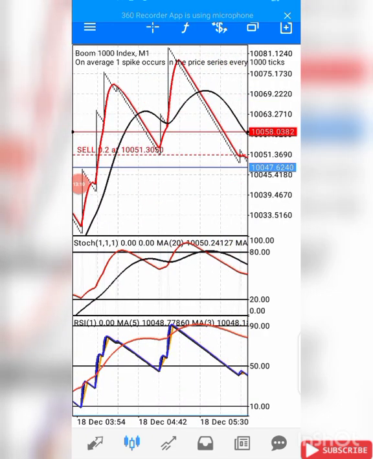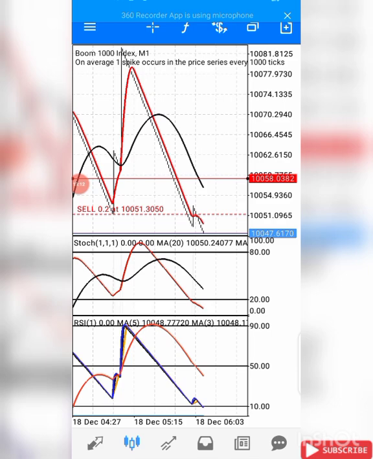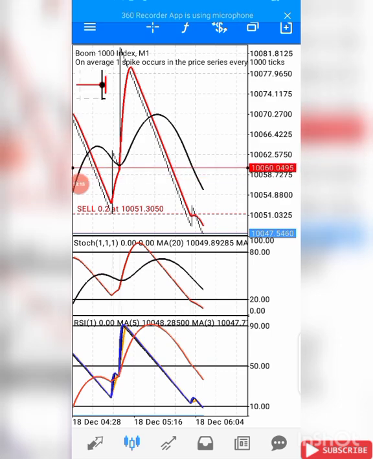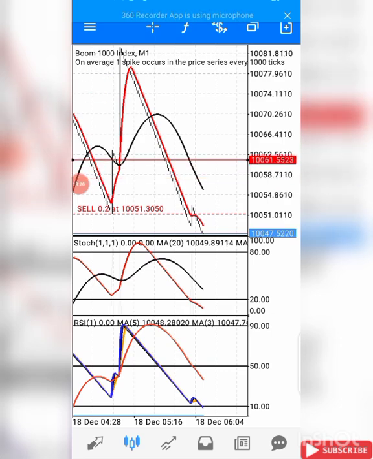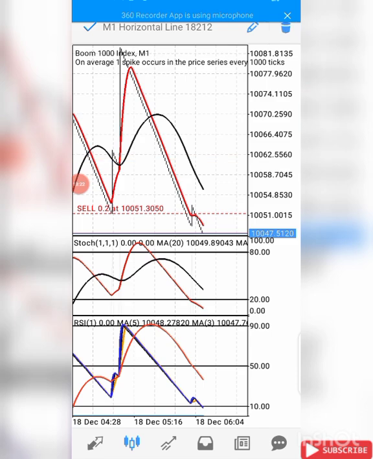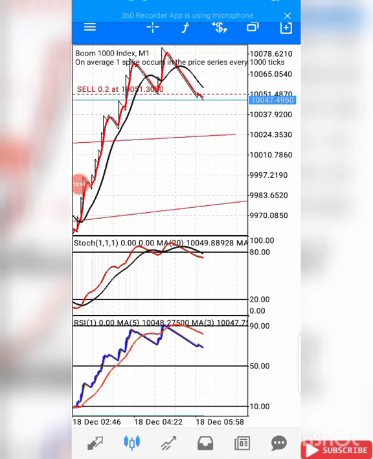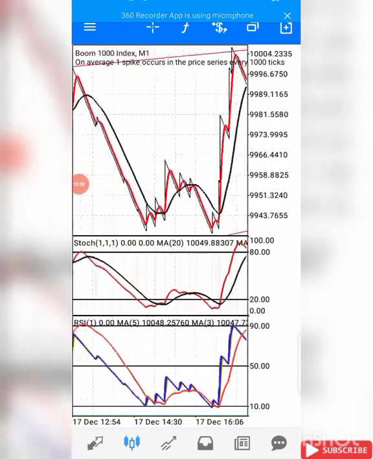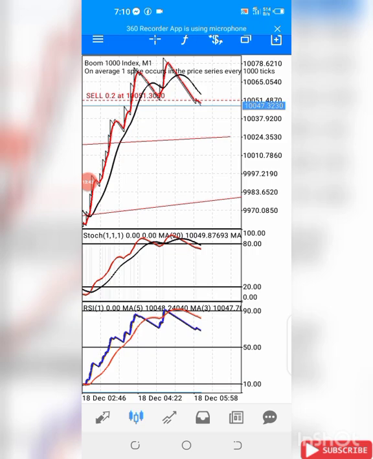So please test it on a demo account before you use it on a live account. If the spike happens at this zone, I know the market will still go down. You see the spike happen, but it still goes down. If you want to use this, use the lowest zoom level and know how it works. So that is how this strategy works.